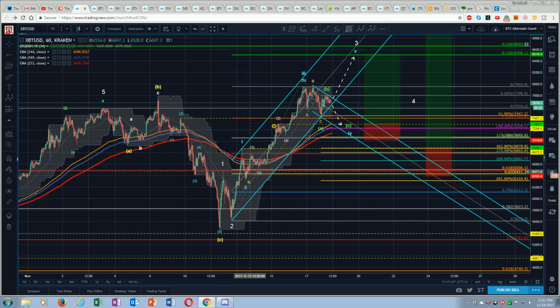Then we have a 1-2. We get very clean subdivision in the 1. Shallow 2, but it qualified. So let's measure it out so you can see it.